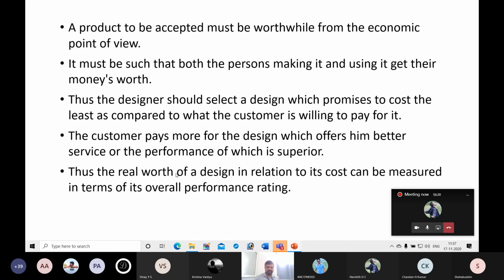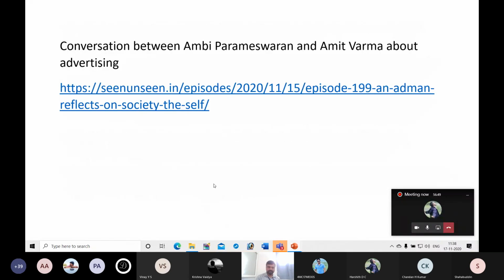Thus, the real worth of a design in relation to its cost can be measured in terms of its overall performance rating. Performance versus cost. If I am paying more for a product, what are the additional features? Whether it has better quality, better performance than low cost products. Like that, customers are going to evaluate.